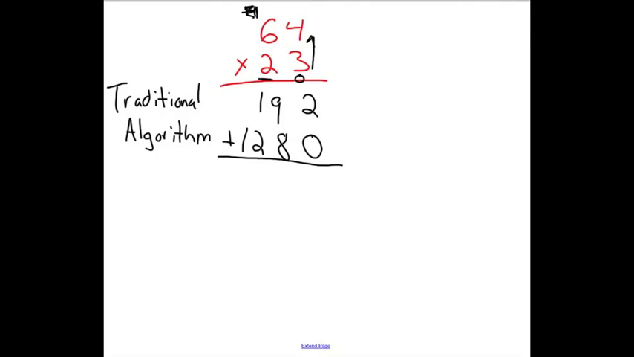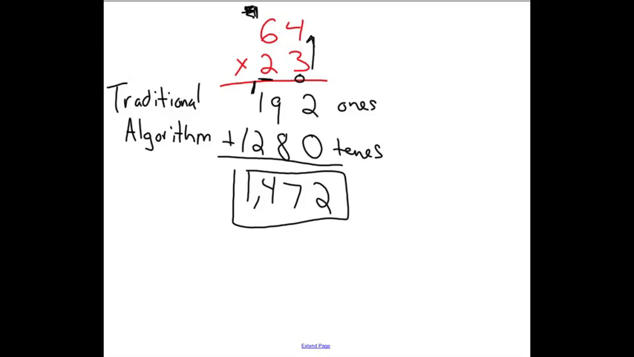Now I need to put my 1s together with my 10s. 2 plus 0 is 2. 9 plus 8 is 17. Regroup the 1. 1 plus 1 is 2. Plus 2 is 4. And 1 plus nothing is 1. 1,472. So now you have seen 4 plans for solving these multiplication problems.